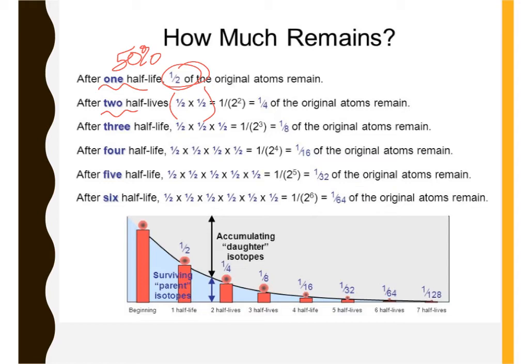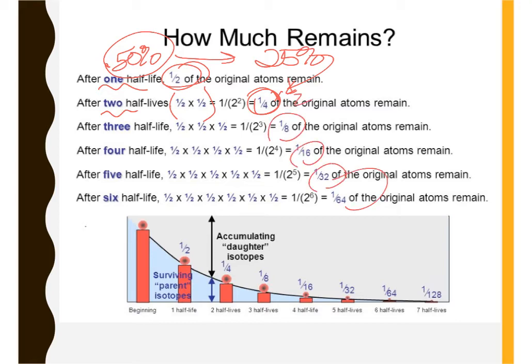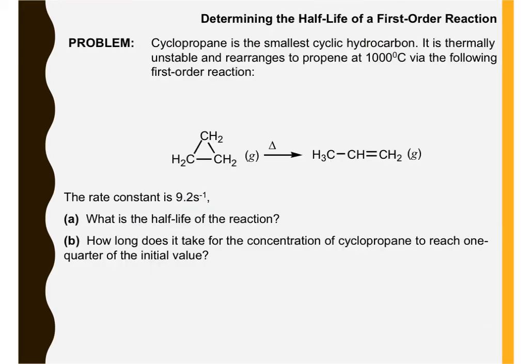So after 2 half-lives, 1/4 of the original amount remains. Because you start out with 50% remaining, if you take half of that, you only have 25% remaining, which is 1/4, okay? And you just keep multiplying that by 1/2 over and over. And so after 6 half-lives, 1/64. So I would get familiar with some of that. Work a sample problem.